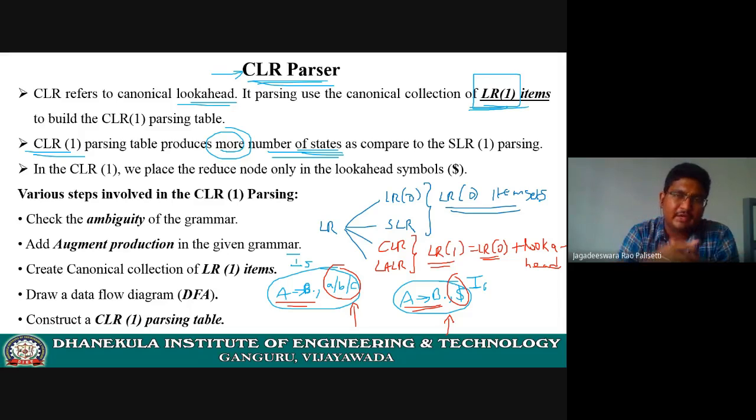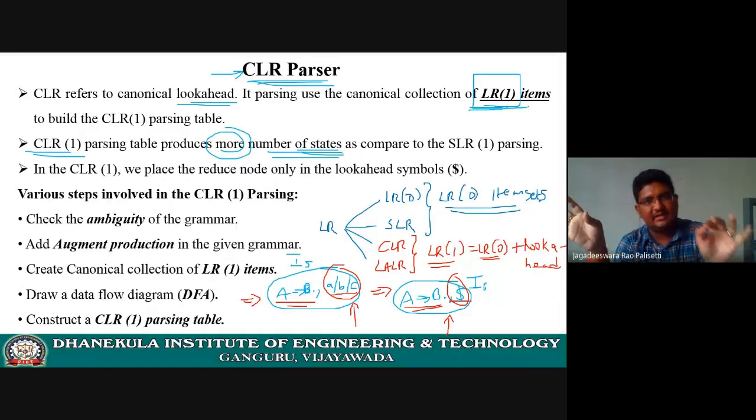The production is the same, but the lookahead symbols are different. Why do you get different lookahead symbols for the same production? Because its parent state may be different. That's why there is a chance of getting these two types. Even though the production rules are the same, there may be different lookahead symbols. That's why you get more states in CLR when compared to other parsing techniques. How do you get the lookahead? I will explain, no problem.